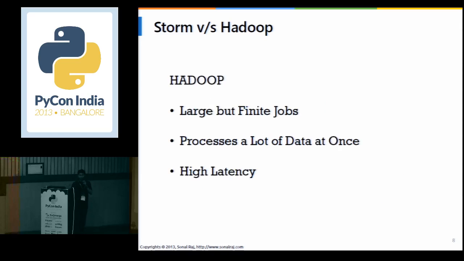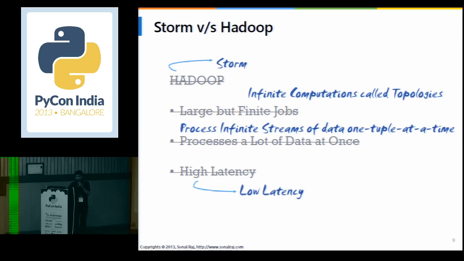Hadoop in itself processes large but finite jobs. So when you submit a job, you have to define the beginning and the end. So you know what is the limit of the data that is being processed by the Hadoop cluster. Moreover, it processes a lot of data at once. And finally, Hadoop has high latency.